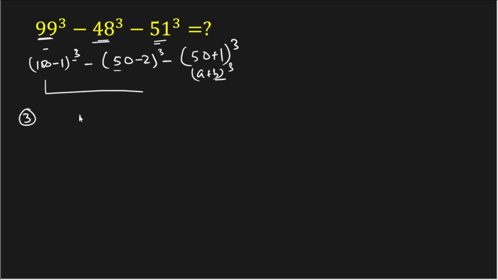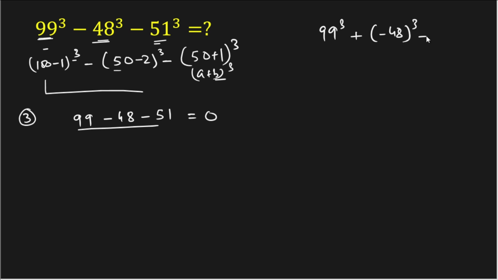Now here we have 99 and its cube, and another is 48 and negative 51, and if we calculate the value of 99 minus 48 minus 51, it will be 0. So we can write 99 cube, plus minus 48 and its cube, plus, in the bracket, minus 51 and its cube. So here it is a, b and c, and we can say that a plus b plus c is 0. Here a is 99, b is negative 48, c is negative 51.